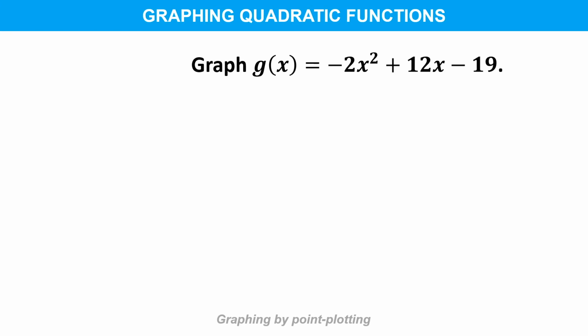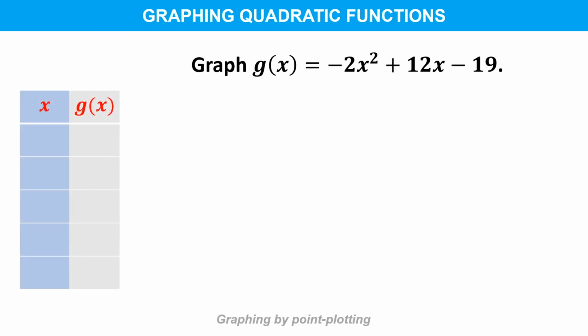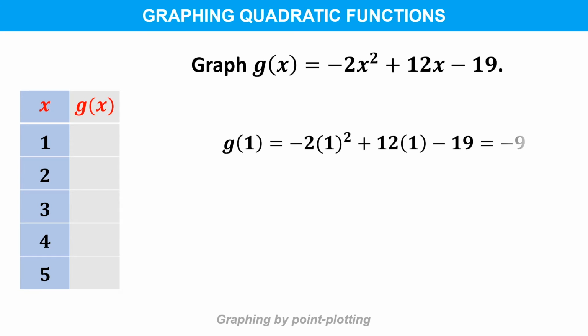This time, let's draw the graph of g of x is equal to -2x squared plus 12x minus 19. Again, we construct table of values. Choose values 1, 2, 3, 4, and 5 for x. Compute the corresponding function values for each x value using the defining function.